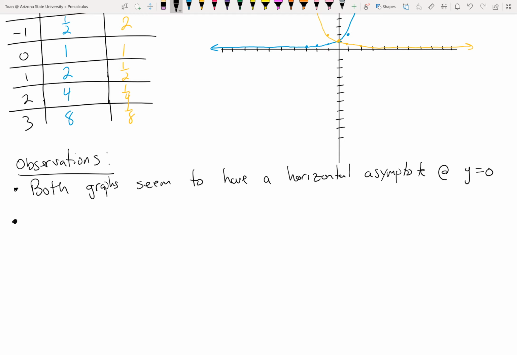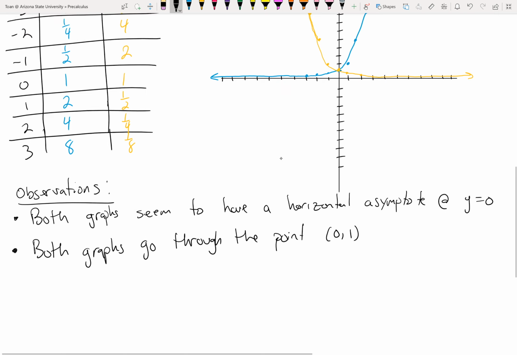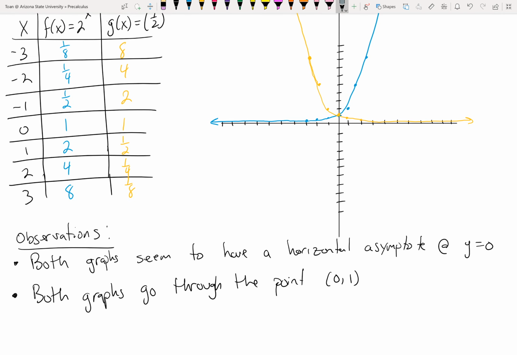Another observation, both graphs go through the point 0, 1. No matter how different the graph is, it looks like they all go through that point there. Anytime we have a common point, that's nice for us because it makes the graph predictable.